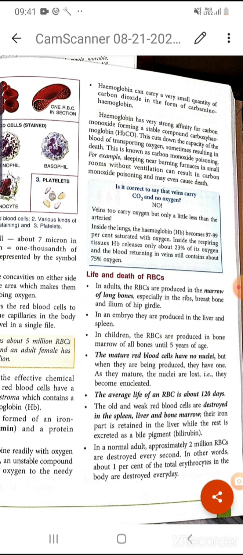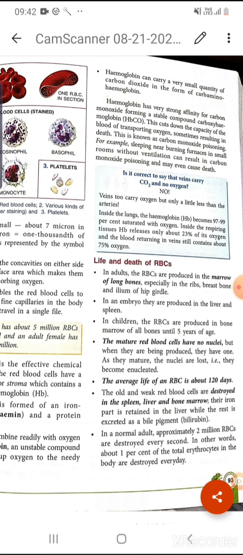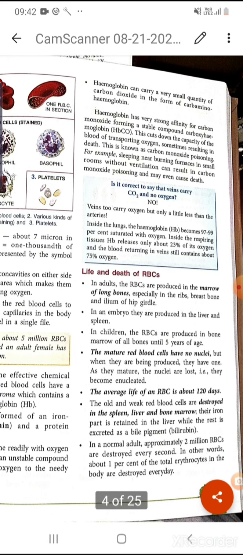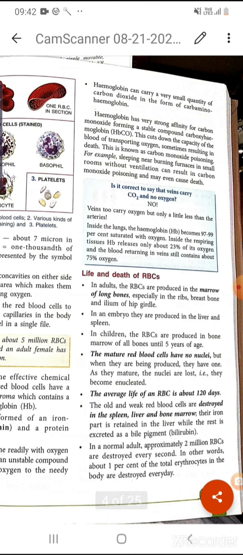Hemoglobin has a very strong affinity for carbon monoxide, and it forms a stable compound, carboxyhemoglobin, that is HbCO. So when carbon monoxide combines with hemoglobin, it forms carboxyhemoglobin. Oxygen plus hemoglobin gives oxyhemoglobin, carbon dioxide plus hemoglobin gives carbaminohemoglobin, and carbon monoxide plus hemoglobin gives carboxyhemoglobin, HbCO.